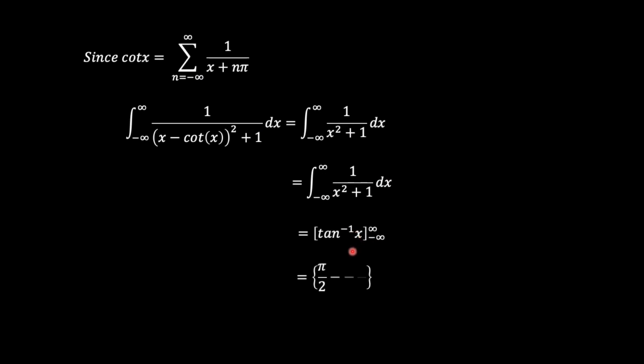So when we substitute in the limits, as x tends to positive infinity, arctangent of x tends to pi over 2, and as x tends to negative infinity, arctangent of x tends to minus pi over 2. So the answer is pi.